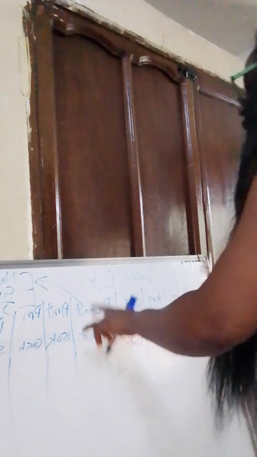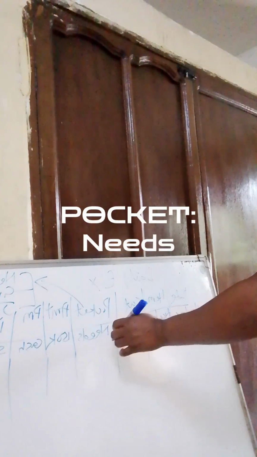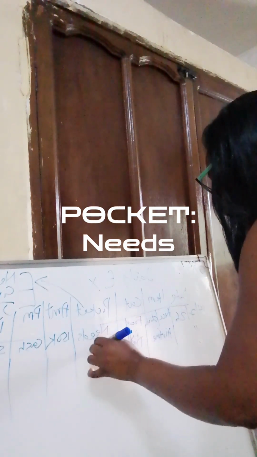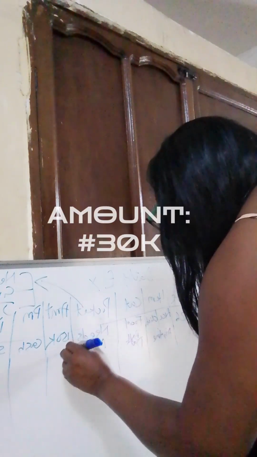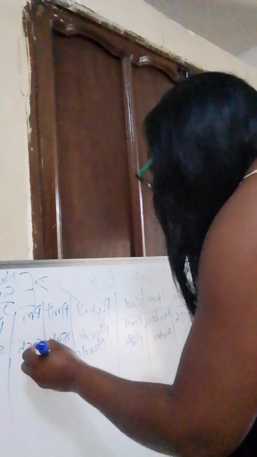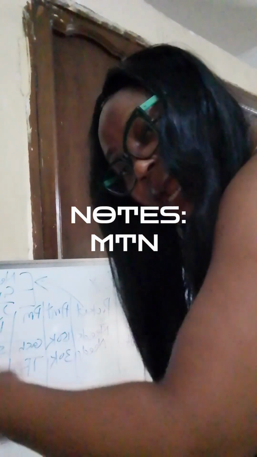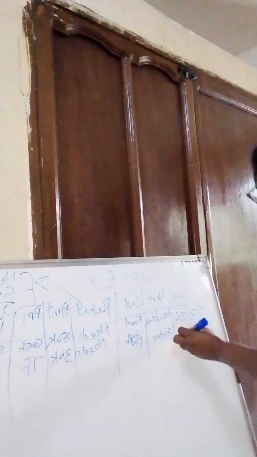So under pocket, where does it fall? It falls under needs, because we need data daily. Then how much did I buy data for? I bought data of 30k. And what was my payment method? I used transfer, so I'm going to use TF. And what note will I say? I'll say it is the MTN that I subscribed to.